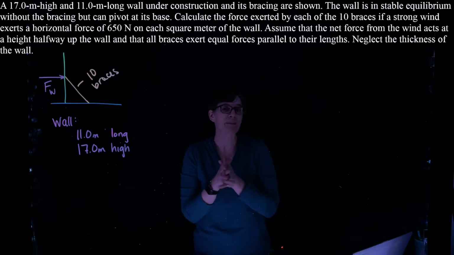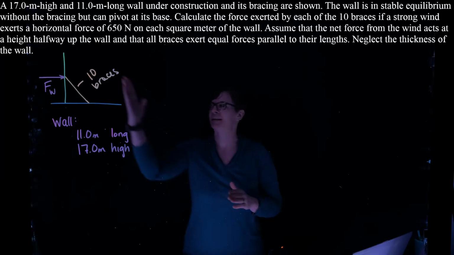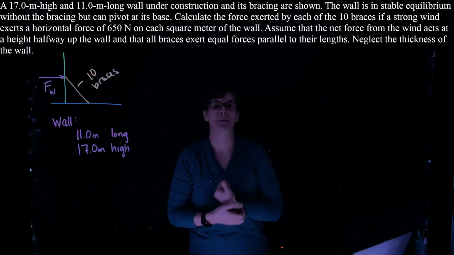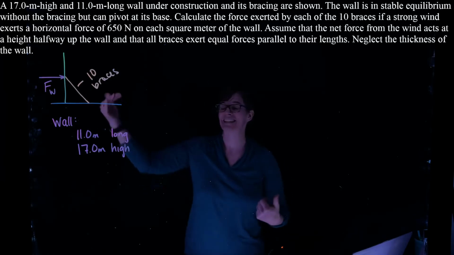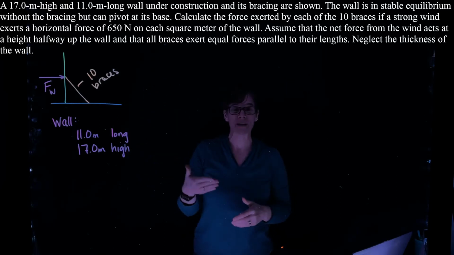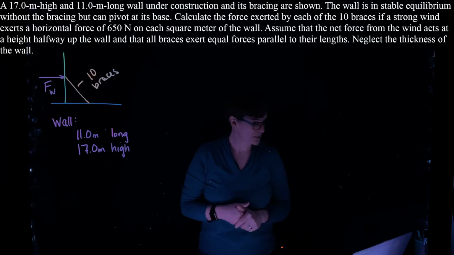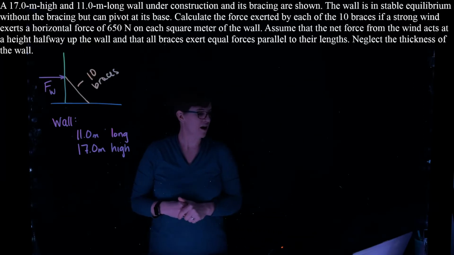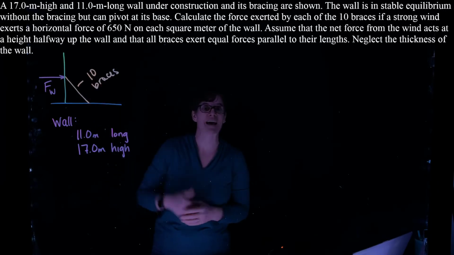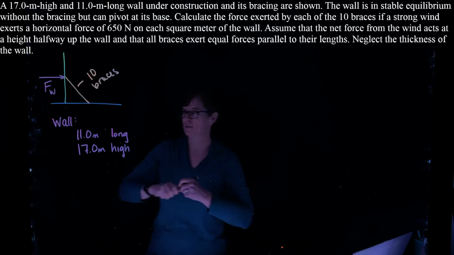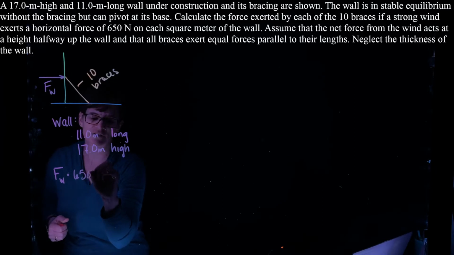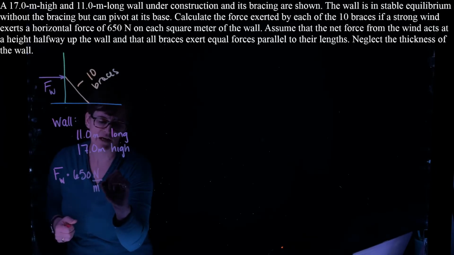The wall is in stable equilibrium without the bracing, but it can still pivot at the base. Okay, so we're going to imagine it pivoting at the base. Suddenly we have a strong wind, 650 newtons per square meter, blowing on that wall. So what we want to know is what are the forces by each one of those braces when we have that strong wind.